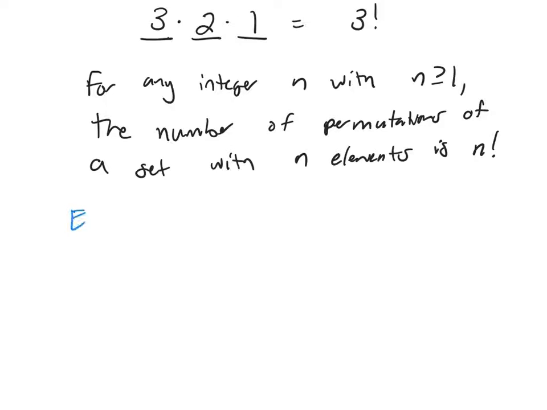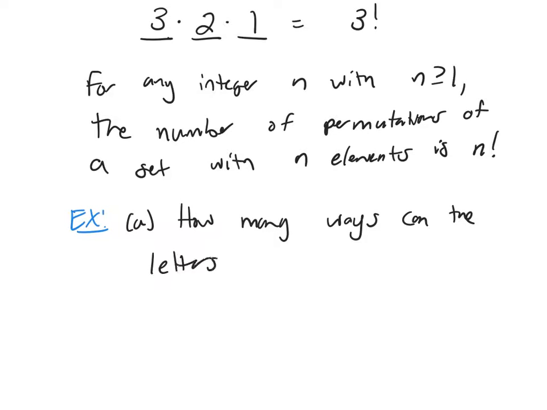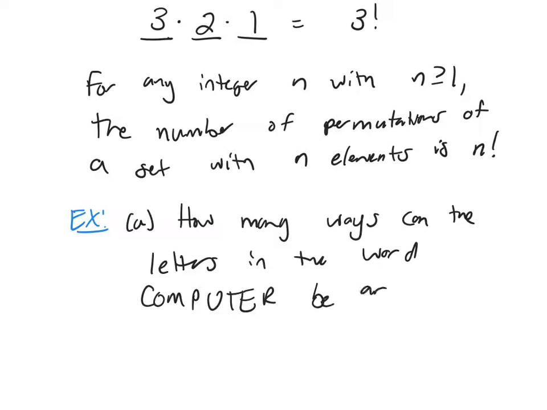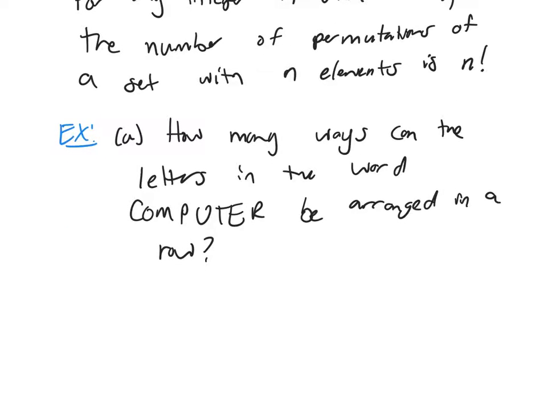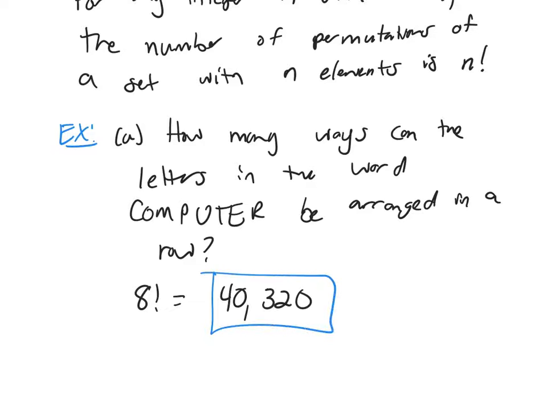So let's look at an example here. Let's say I want to know how many ways can the letters in the word computer be arranged in a row. So how many letters are there in the word computer? There's 8 letters. So there are 8 factorial ways to arrange those letters, or if you use a calculator, 40,320 ways to arrange those letters.